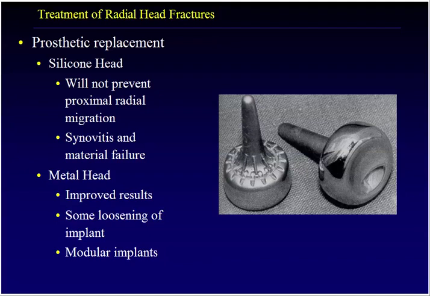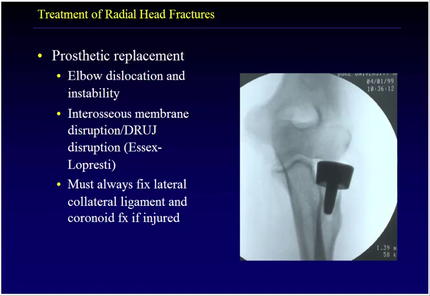So use a metallic head implant. They've been shown to be associated with improved results. You can expect that there may be some loosening. And now that we have modular implants available, the results have been even better. Prosthetic replacement of the radial head is indicated for patients where you have significant elbow dislocation and instability, also the Essex-Lopresti lesion. And remember that you have to fix the lateral collateral ligament and the associated coronoid fracture if those injuries are present concomitantly.